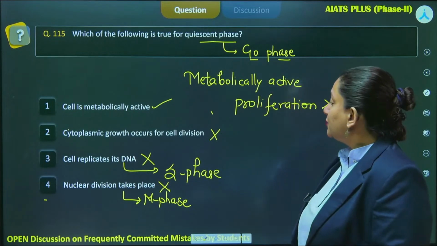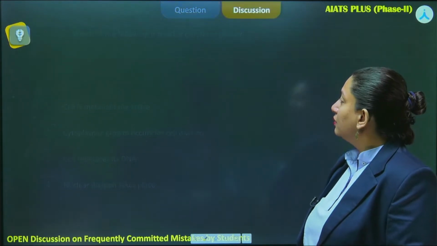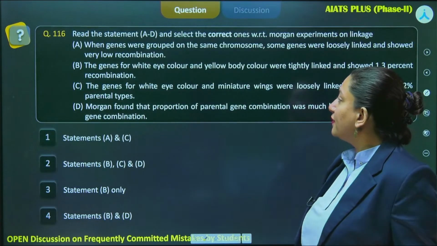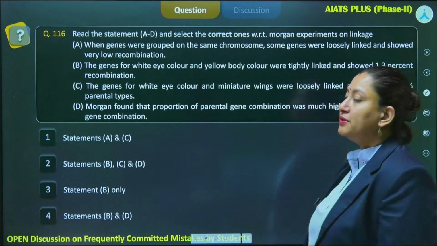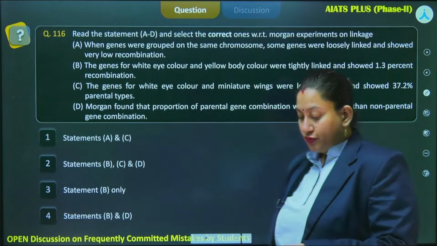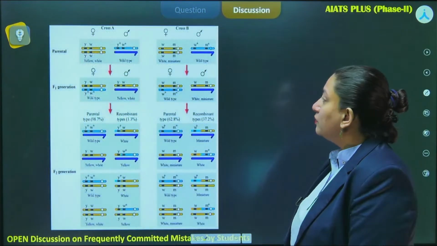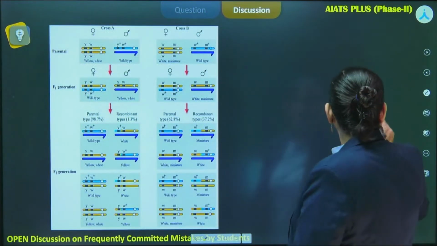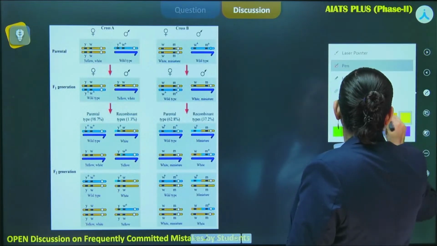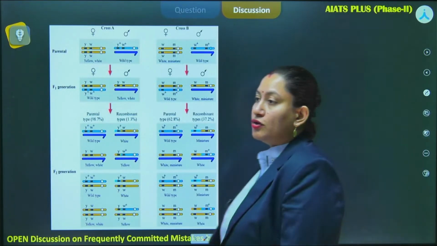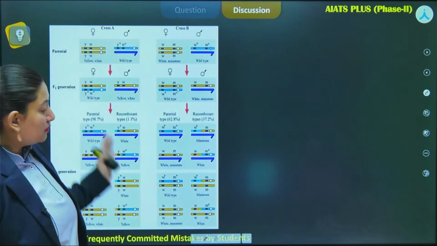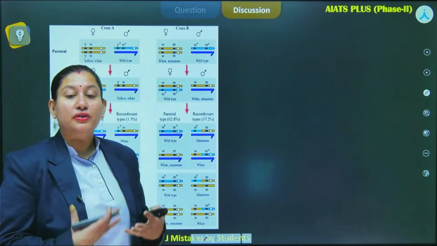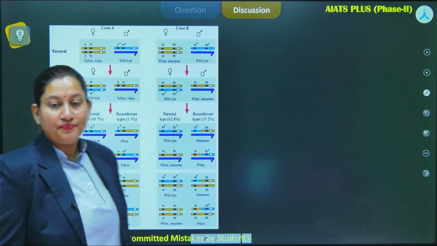All right. Now, let's move ahead to another one, which says we have to read the statements and select the correct ones for Morgan's experiment on linkage, right? So, if we see the Morgan experiment over here, he has been credited because he deciphered this term linkage, right? He also performed this particular experiment in order to define what it is for, right?